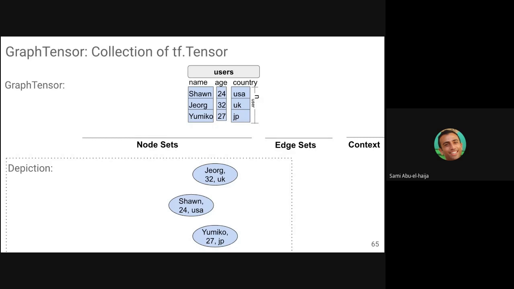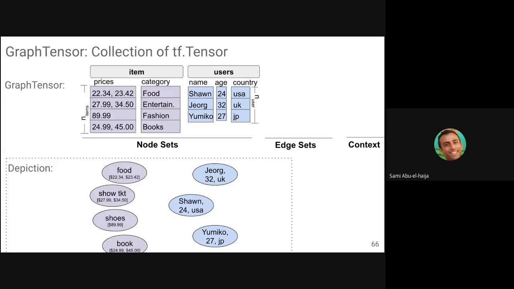So let's look at a depiction of a graph tensor. Each node set graph piece has a dictionary of features keyed by the string feature name. And these features can be TF tensors or TF ragged tensors. So different node types will be a separate entry in the node sets graph piece dictionary. And you will use the node set name to key into the node set dictionary to access that node set. Here you can see the item node set with prices and category features.